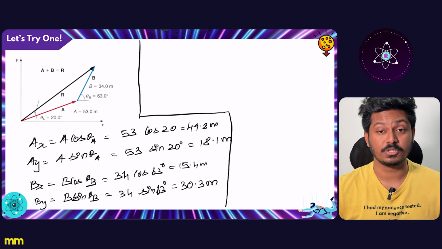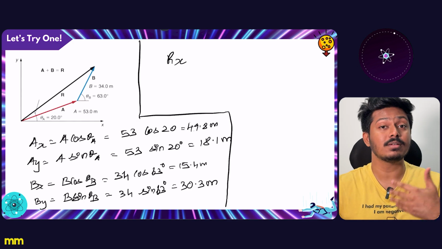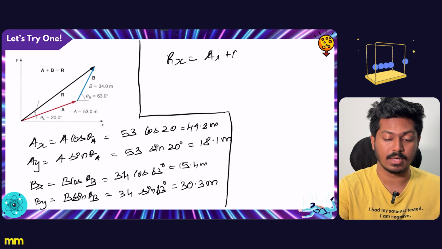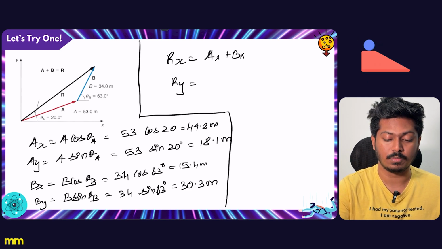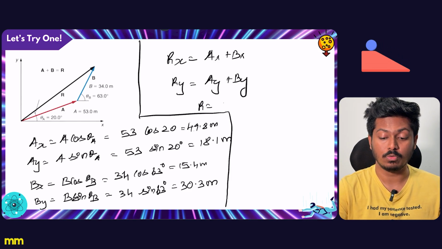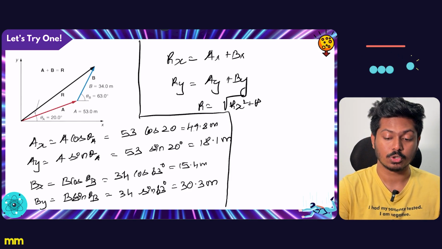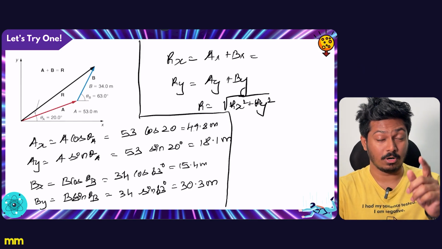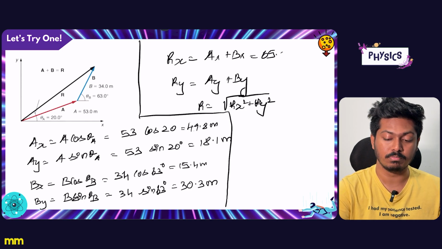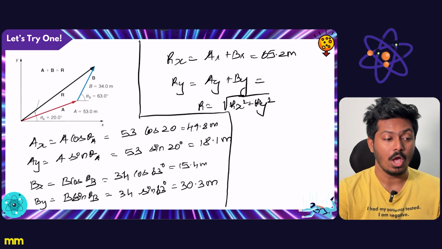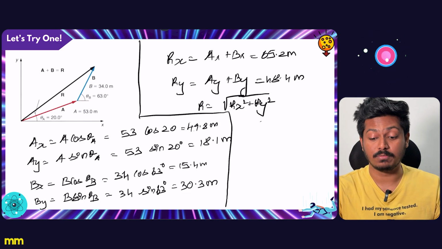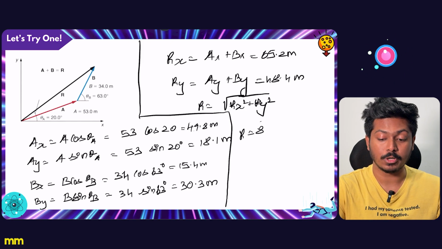So the horizontal components need to add up. The resultant horizontal component, which is represented as Rx, would be the sum of Ax and Bx. The vertical components would be the sum of the vertical components Ay and By. The resultant would be the square root of Rx squared plus Ry squared. Plugging in the values, the resultant horizontal component is 65.2 meters and the resultant vertical component would be 48.4 meters. So if I calculate the resultant value, that would come out to be 81.2 meters.